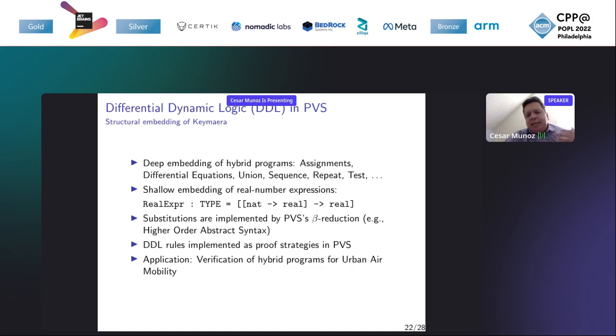it's closer to the kind of programming languages used by engineers. But you have all the infrastructure provided by PVS in these embeddings. I don't think that this is published yet, but we have a couple of talks on this embedding.